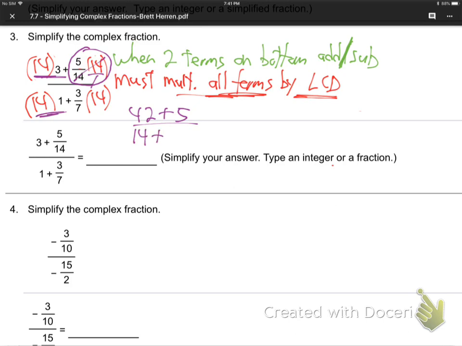And then 3/7 times 14. Same thing again, right? When a whole number interacts with a fraction, put it over 1. You okay there? 7 into 14, 2 times. 3 times 2, 6.